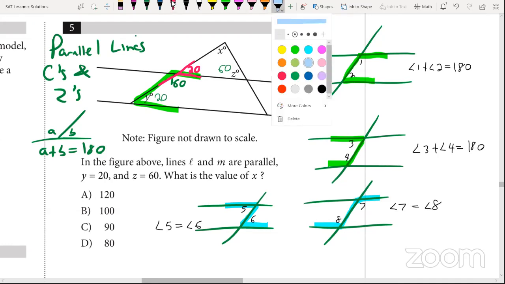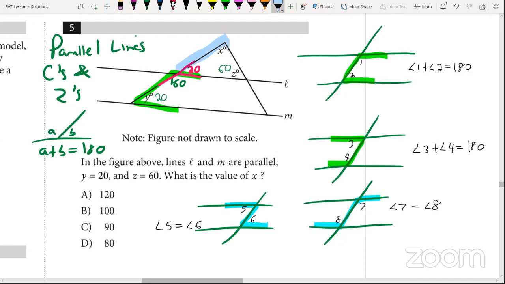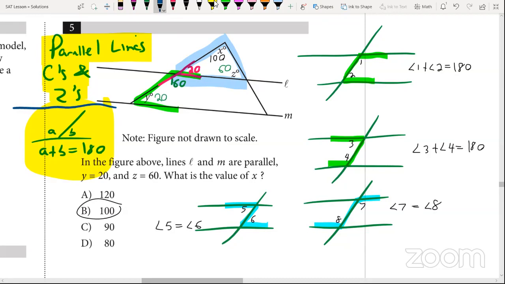Now we've got the triangle on the top of this, and we have two angles of that triangle. The angles of a triangle have to add up to 180. So we already have 20 and 60. We already have 80. So for x, we need the extra 100 that makes the triangle add up to 180. So what's the value of x? It's going to be B, 100. And we talked about a few good rules here. For parallel lines, you need C's and Z's. And for a linear pair, the two angles add up to 180. So the answer to number 5 is B.